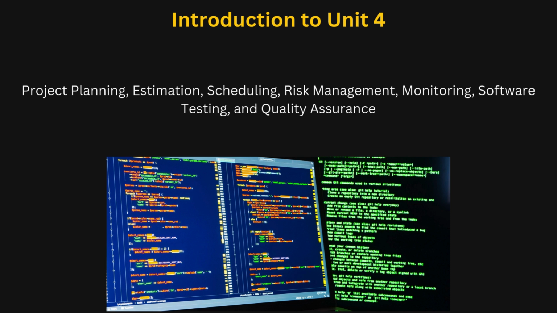In today's video, we will explore Unit 4, covering some of the most important aspects of software development like project planning, estimation, scheduling, risk management, monitoring and quality assurance. These topics help to ensure that software projects are completed on time, within the budget, and at the highest possible quality. By the end of this video, you will have a clear understanding of how these processes work together to make a project successful. So let's get started, okay?